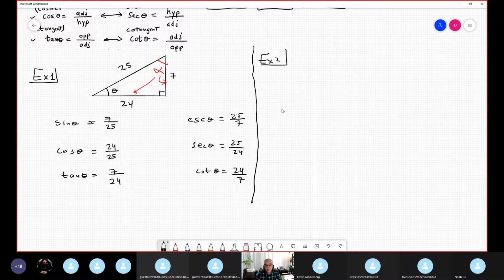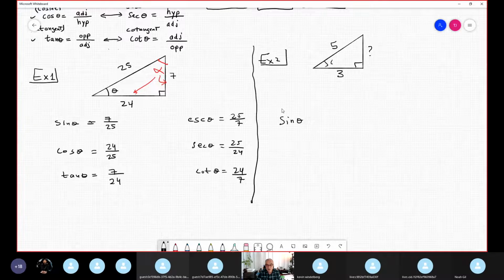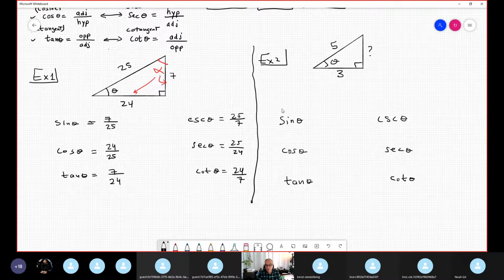Example 2. Suppose now I want to complicate it a little bit. We have a right triangle again. Hypotenuse 5, this side is 3, and the other side is unknown. The same question: you find the 6 trigonometric functions. Sine theta, this is theta again, cosine theta, tangent theta, cosecant theta, secant theta, and cotangent theta. Do you see I organize them in that way?